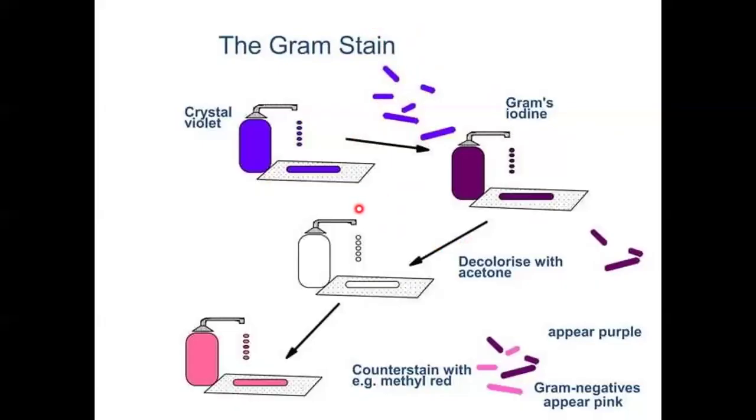I have a question. Yes. What's the use of the iodine solution? As we had said, the reason for iodine is that it's going to form a complex with the crystal violet. We call it a mordant. This complex is what is going to be retained in the cell wall of the gram-positive. So you can say it acts as a mordant. Okay. Thank you.